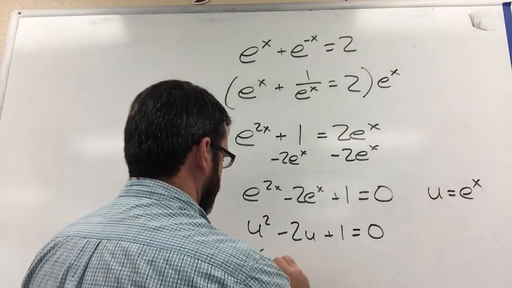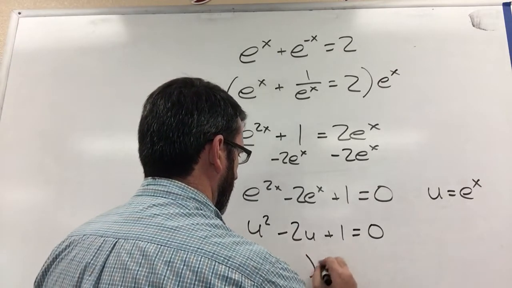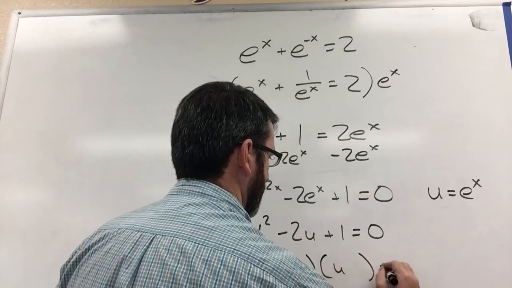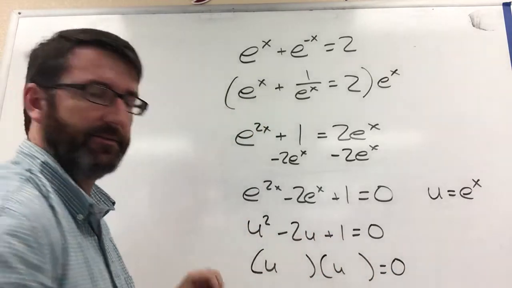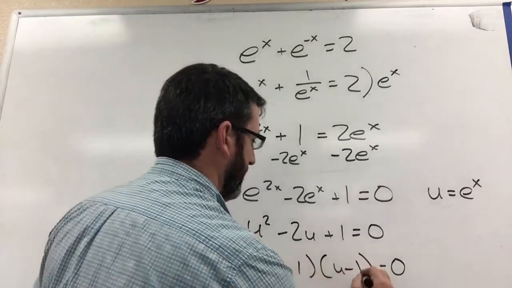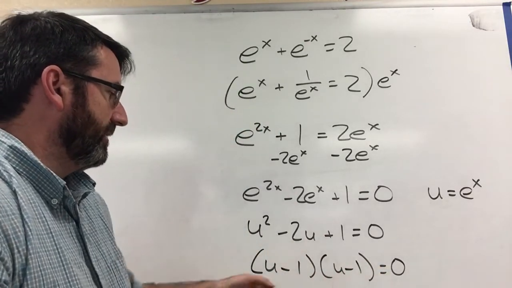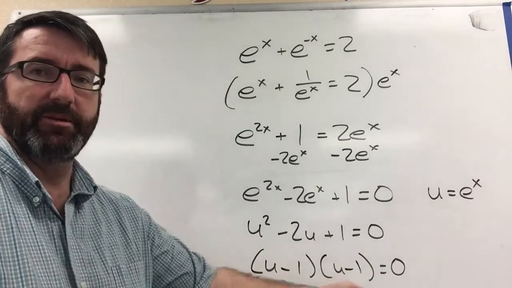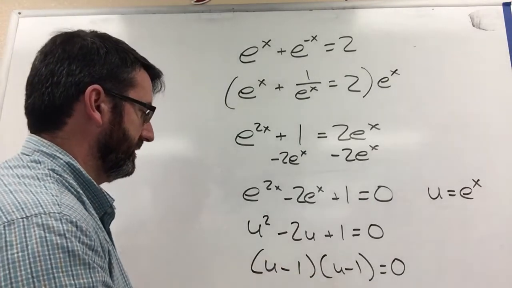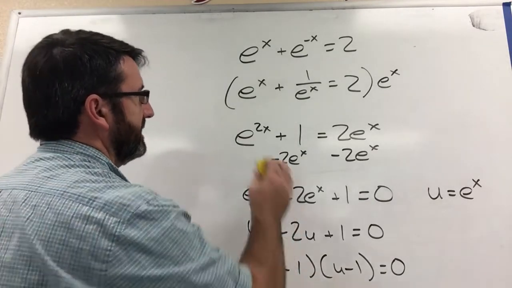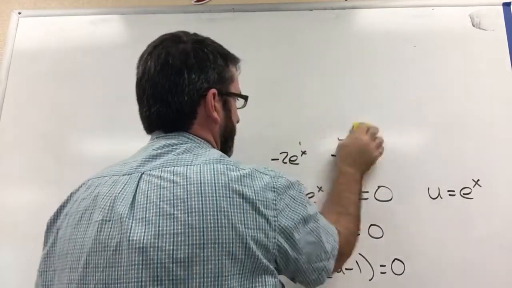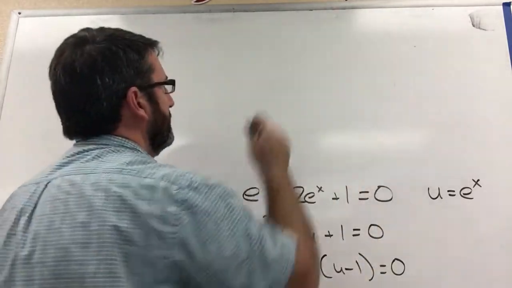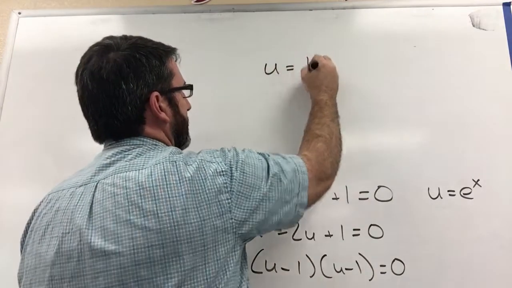So we can factor this. We need two numbers that multiply to 1 and add to negative 2. That's negative 1 and negative 1. So u is going to be 1. So let's put that up here. U is equal to 1.